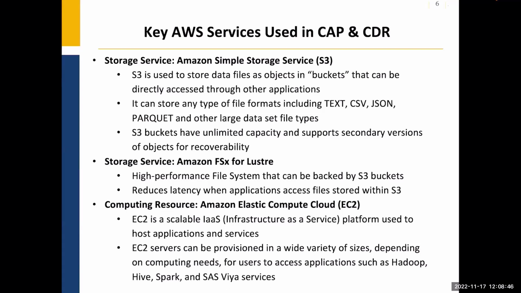A third key service that we leverage within our environment today is a computing resource called the Amazon Elastic Compute Cloud, otherwise also known as EC2. EC2 is a scalable infrastructure as a service platform used to host applications and services. EC2 servers can be provisioned in a wide variety of sizes depending on what the computing needs are for your use cases so that users can access applications such as Hadoop, Hive, Spark, and SAS Viya Services today.